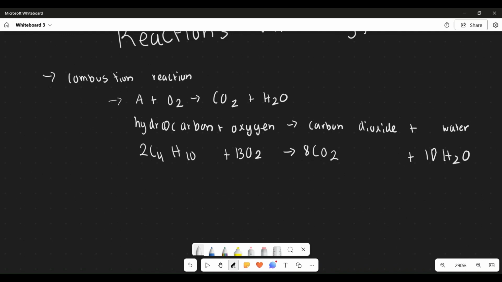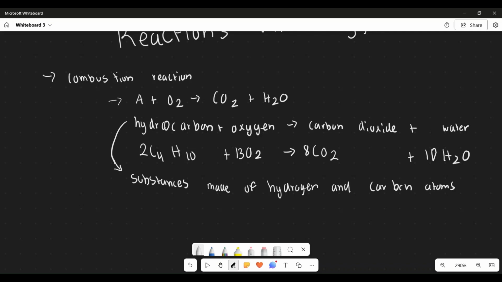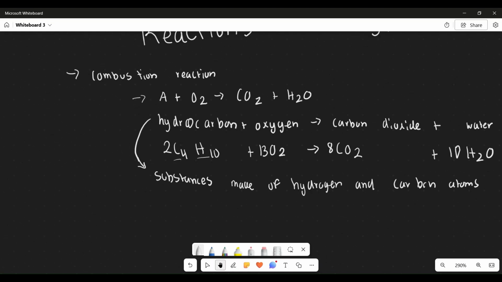So hydrocarbons, just to let you know, are substances made of hydrogen and carbon atoms. Like this one, it's got hydrogen and carbon. So that's combustion.